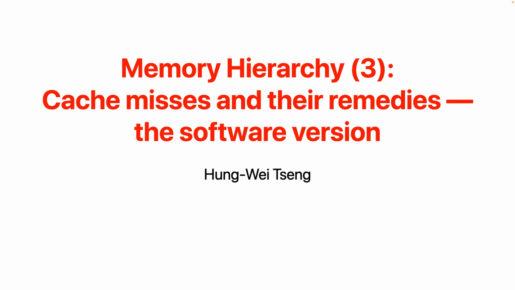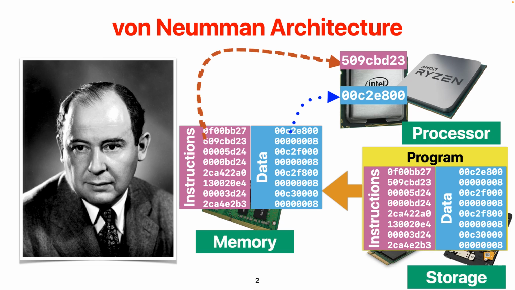All right, so today we are going to talk about the third lecture on memory hierarchy. We are going to talk about cache misses and their remedies. And today we are going to talk about the software version because actually as a programmer, there are lots of things that you can do.